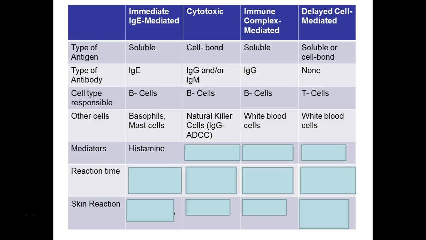So guess what happens to these red blood cells? Natural killer cells are going to kill them if they're coated in IgG. If they're coated in IgG or IgM, complement's going to get activated, and those cells are going to be lysed by the MAC complex.